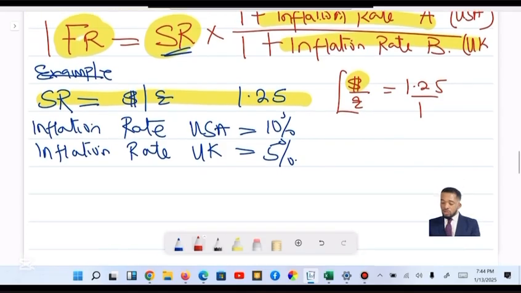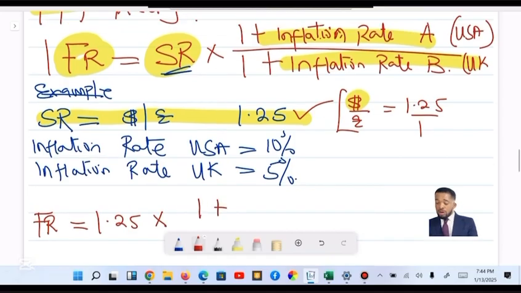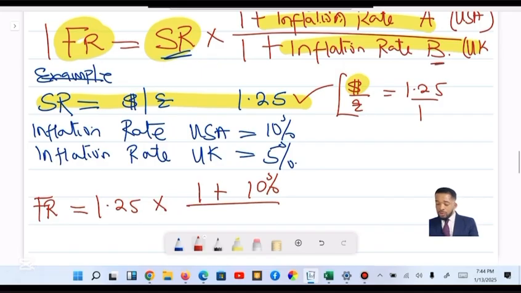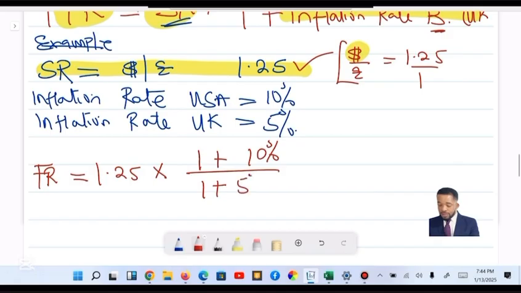And then from this illustration, we can say that our forward rate equals, what is the spot rate now? 1.25 multiplied by 1 plus inflation rate in USA, which is 10%, divided by 1 plus inflation rate in UK, which is 5%. And this should give me 1.25 multiplied by 1.1 divided by 1.05, and this should give me the rate.